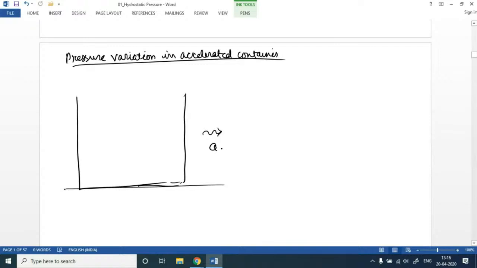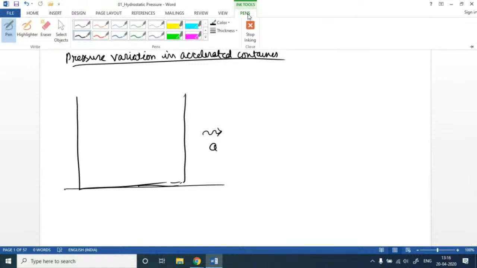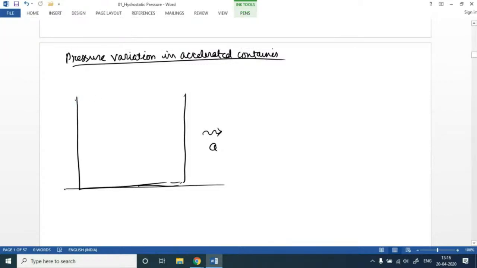So the liquid, if there is some liquid inside it, what will happen? First of all, its open surface will no longer remain horizontal. It will become a little inclined. Our first task here: we have seen already the vertical pressure variation, and in case of the liquid which was not accelerated in horizontal direction, the horizontal pressure variation was equal to 0.